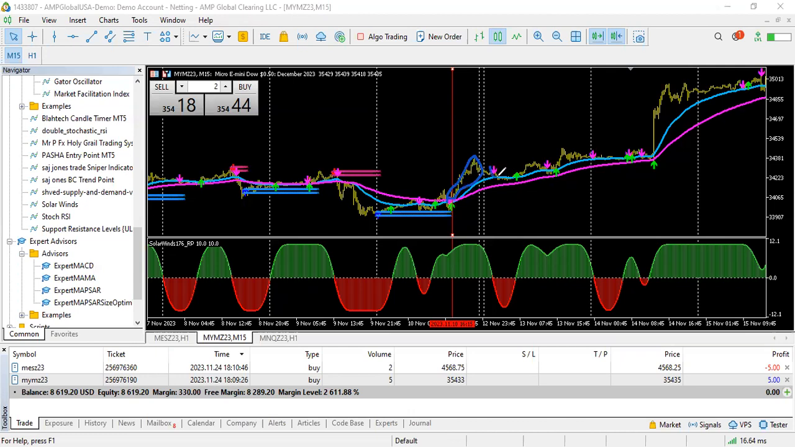You got an adverse arrow that hit here. You get out, you wait until the pullback happens. Pullback happens back into the 50 and the 21. Boom, you got a new arrow. You ride it up, catch a few candles, get out.